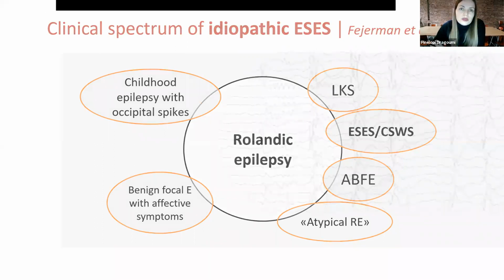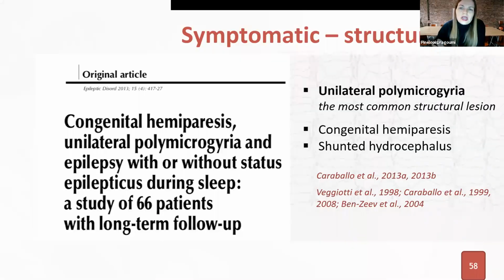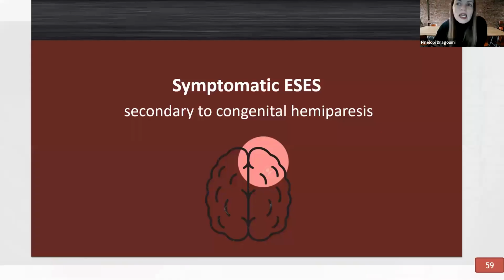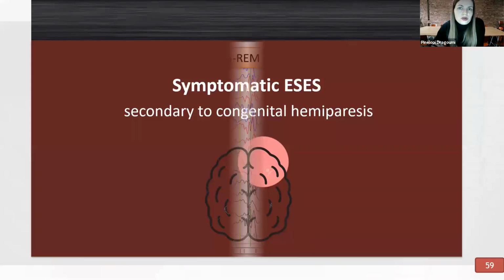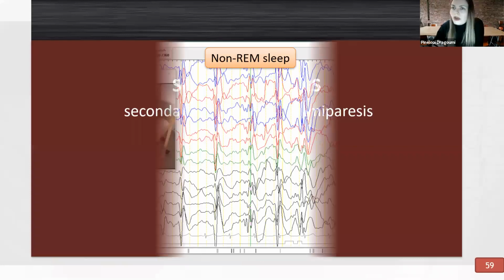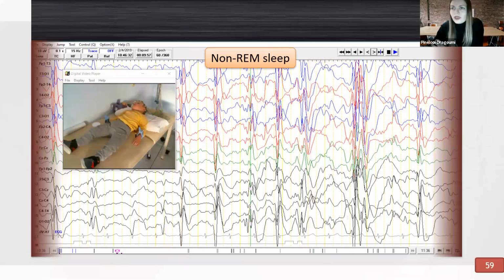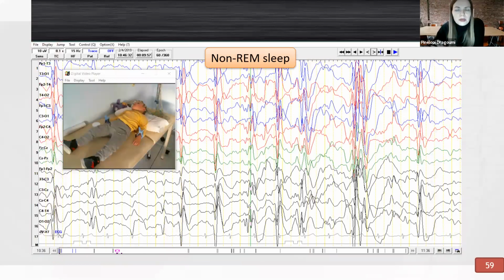And when we think about symptomatic or structural SWAS, we need to have in mind the unilateral polymicrogyrias, congenital hemiparesis or shunted hydrocephalus. And we see here a case of unilateral polymicrogyria. And there's a video of one of our patients who had congenital hemiparesis and some focal seizures, but was doing normally well with his movement disability, and quite well-controlled seizures.